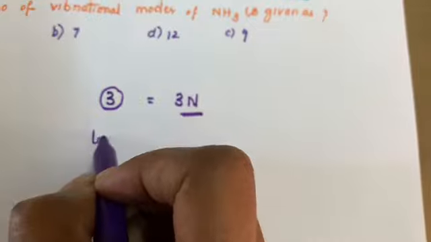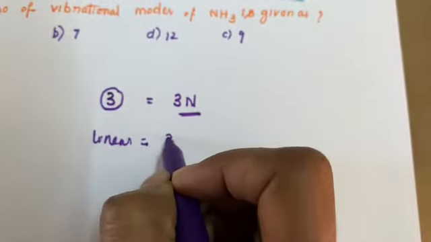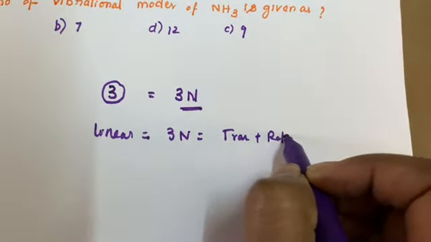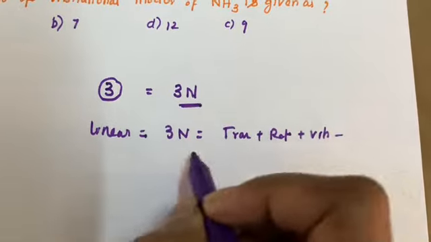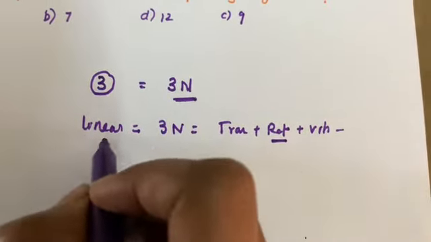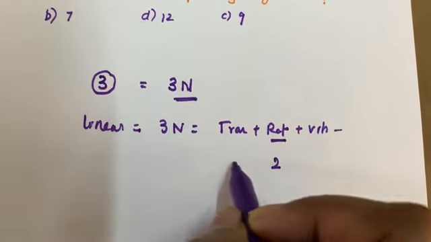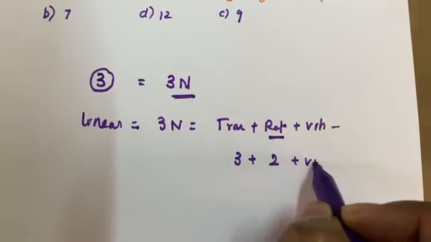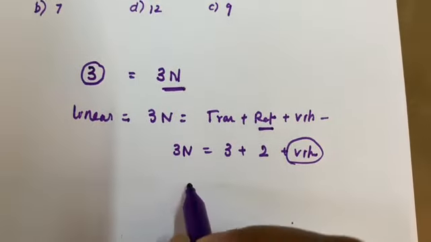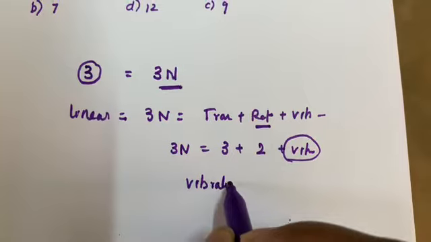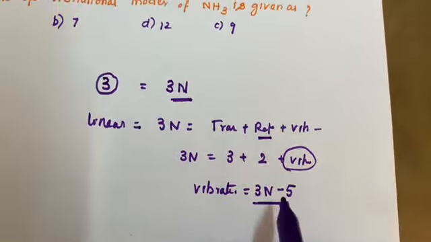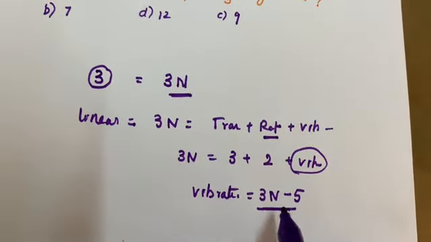If the molecule is a linear molecule, then the 3n degrees of freedom is a contribution of translational plus rotational plus vibrational degrees of freedom. Out of these, the rotational degrees of freedom along one axis do not cause any change. So rather than 3, you consider 2 for rotational. Translational is 3, so the vibrational degrees of freedom for a linear molecule is 3n minus 5. This is the formula we use to calculate the number of vibrational modes for a linear molecule.